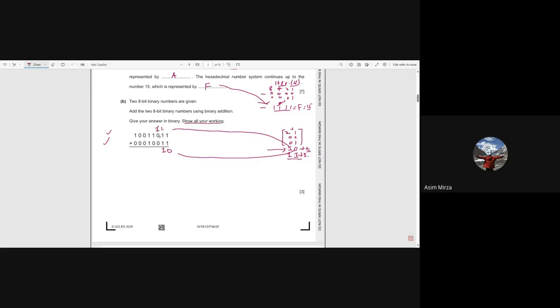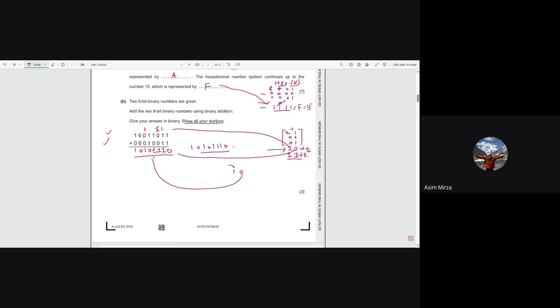1 plus 0 plus 0, that is 1. 1 plus 0, that is 1. 1 plus 1, that is 0, 1. So I'll take this 0 here and this 1 will be carried forward. 1 plus 0 plus 0, that is 1. 0 plus 0, 0. 1 plus 0, 1. Right? So 1 0, 1 0, 1 0, 1 0, triple 1 0.